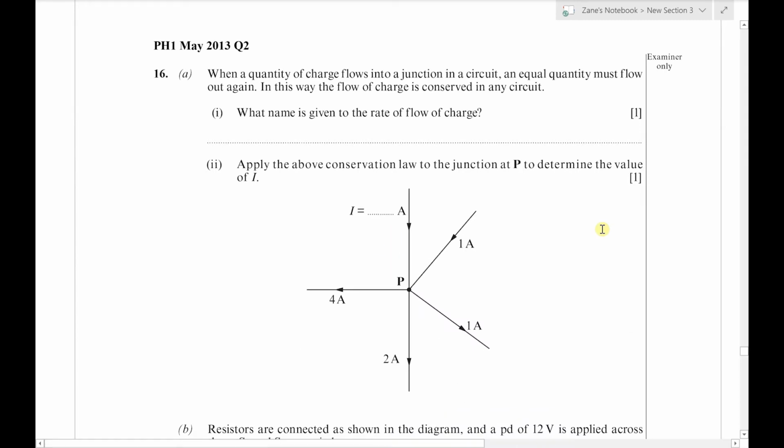Hello and welcome to another WJEC A level physics question. This is from Unit 1 in May 2013. It was question 2. It's an electricity question which is nowadays on Unit 2.